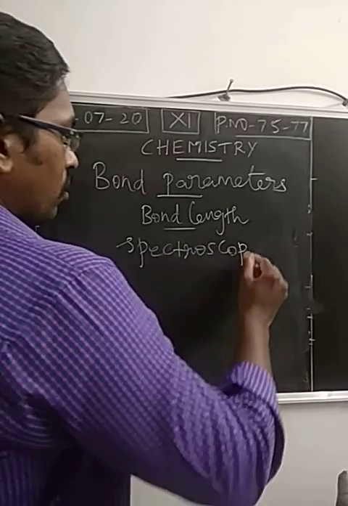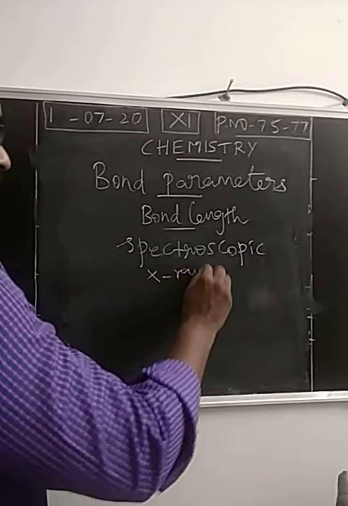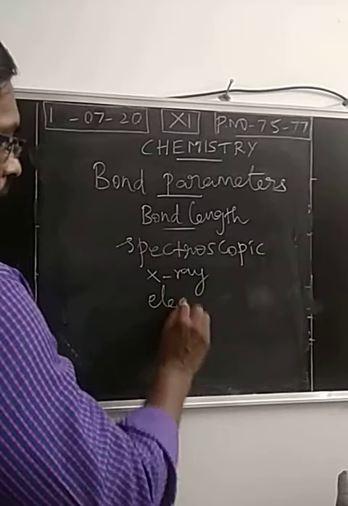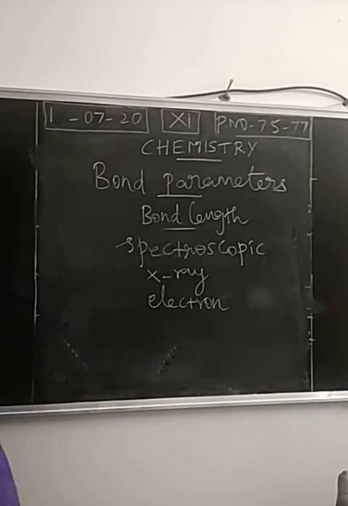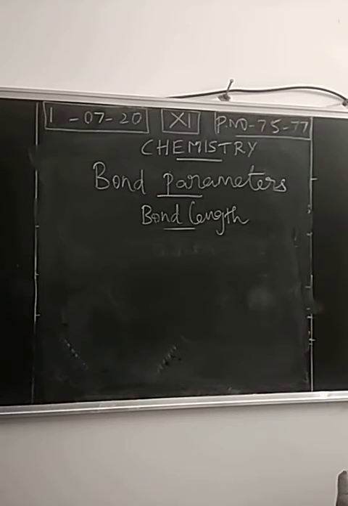So we have instruments, right? Spectrometry instruments are there, right? So using spectroscopic techniques or X-ray diffraction techniques, where X-rays will be passed through the covalent molecule, or electron diffraction technique. So by following these techniques, using the instruments, we can calculate bond length. Right? So bond length is the distance between the 2 nuclei in the covalently bonded molecule.